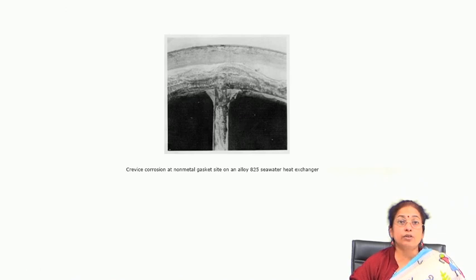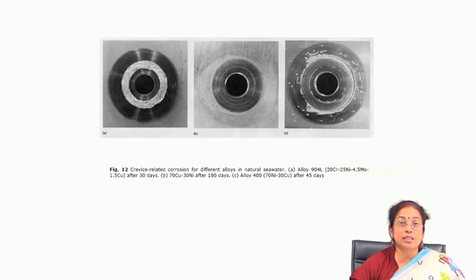Again, crevice corrosion at a non-metallic gasket site on an alloy 825 seawater heat exchanger. In the gasket pipe you will find that because of the presence of the gasket, usually that part is actually there. Crevice corrosion creates a lot of trouble and it damages the surface to a large extent.